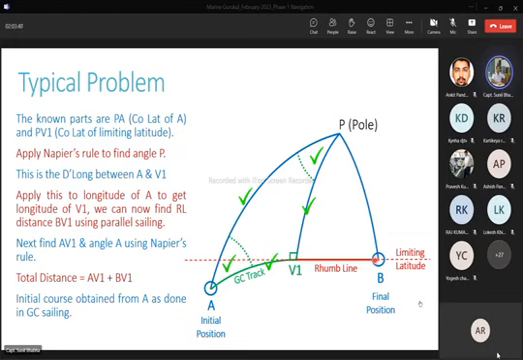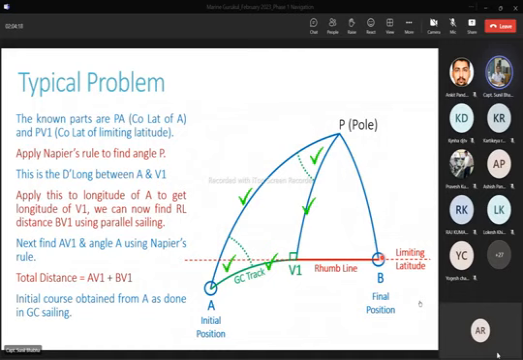So if you get a solution like this, that the vertex is falling outside the triangle, then in that case you have to simply write a remark. Since the vertex falls outside the triangle, it is clear from the working that if we move on a great circle track from A to B, we will never be crossing the limiting latitude. So composite sailing is not required here.